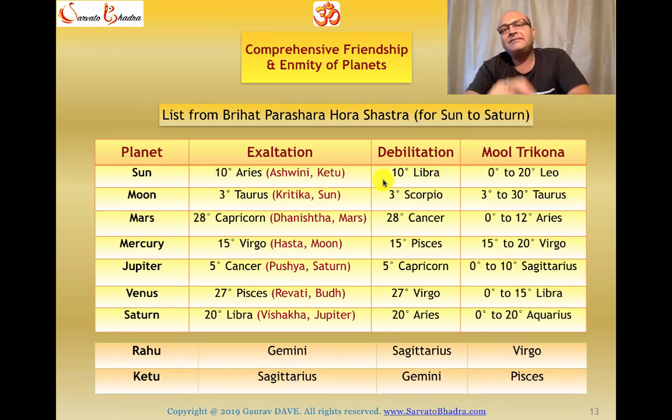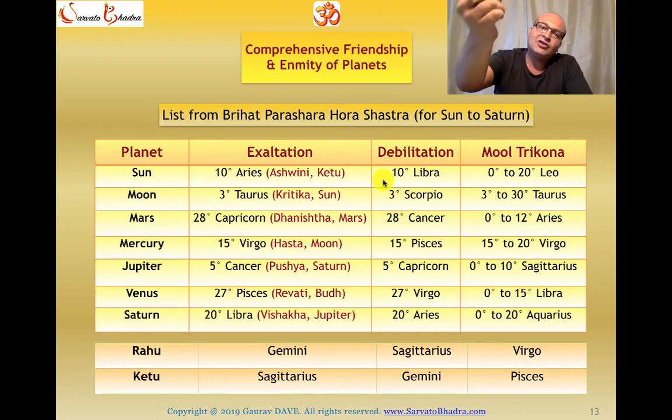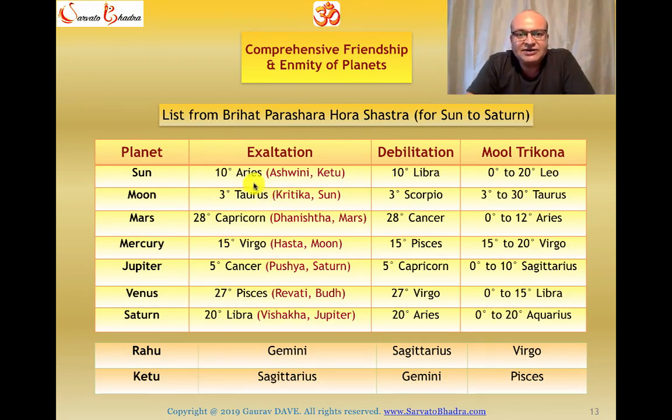The debilitation of any planet takes place in the 7th house, exactly from that place, or 180 degrees apart from that point. So 10 degrees of Aries, if we add 180 degrees to this, we reach 10 degrees of Libra, the balance sign. And that is the place where Sun is in deep debilitation. The Mool Trikona sign of Sun, where he is very duty minded, is Leo between 0 degrees to 20 degrees. From 20 degrees to 30 degrees in Leo, Sun is in the own sign, Swarashi.